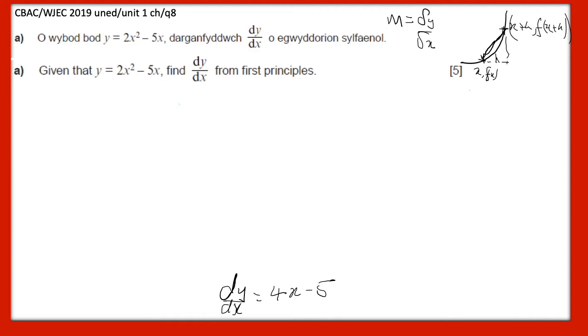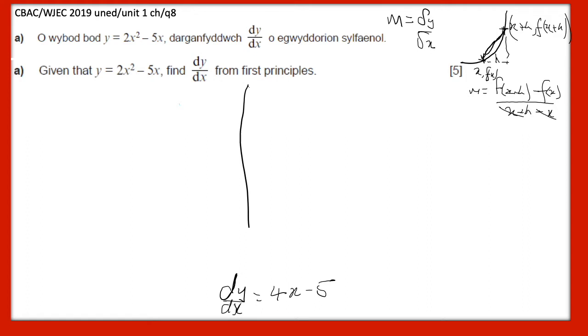So your gradient in that particular case is the difference between the y values, f of x plus h minus f of x, over the difference in your x values, which is x plus h minus x. And clearly that gives us that classic main. Now I'll go through it both ways. I personally prefer the first principles, the small change notation.